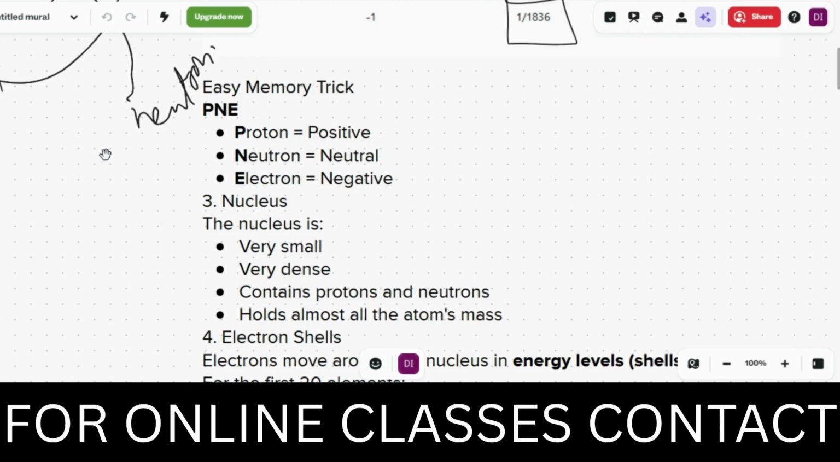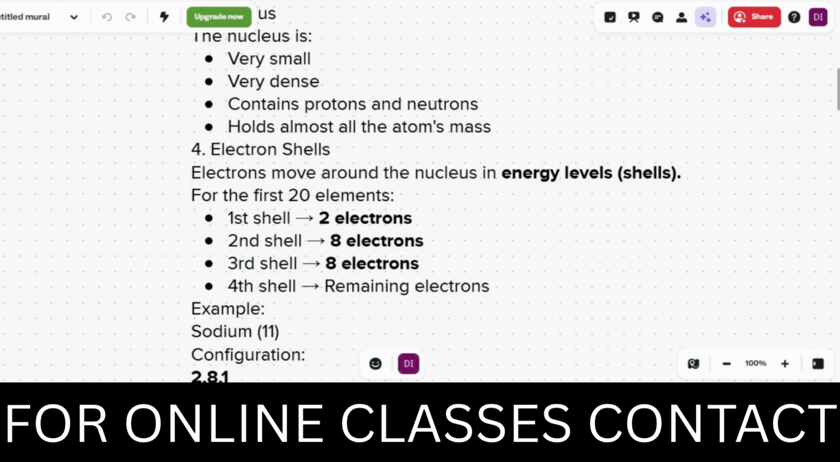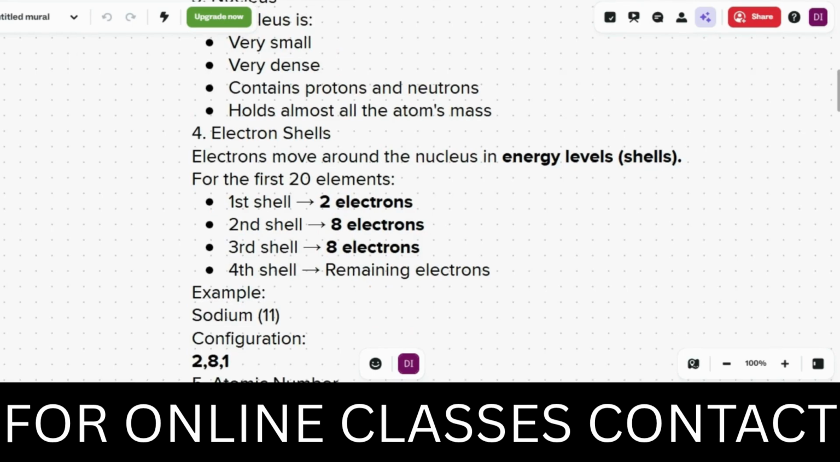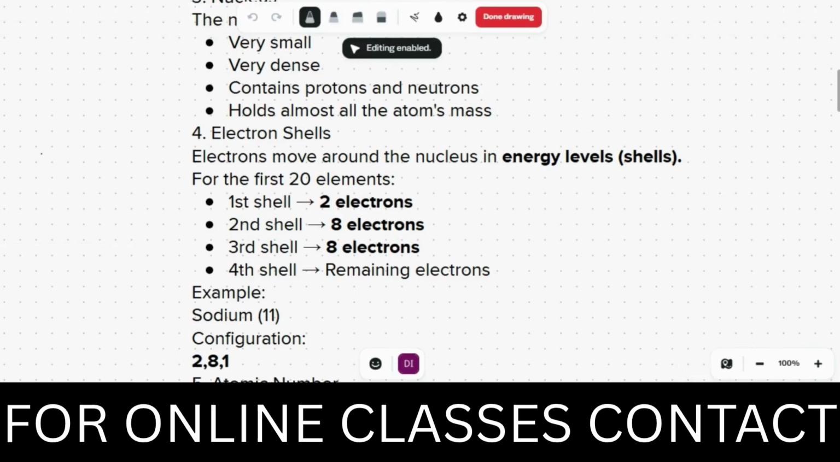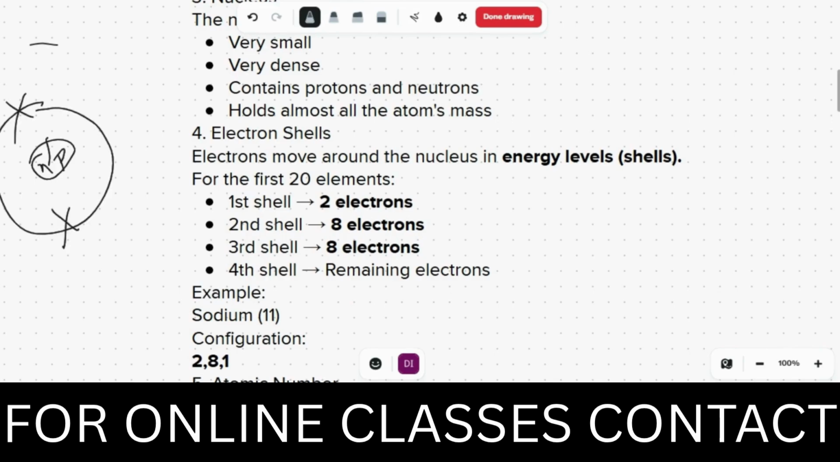Nucleus is very small, very dense, and contains protons and neutrons. It holds almost all of the mass of the atom. Electron shells are where the electrons move around the nucleus in energy levels. That is called shells. For example, that is the atom. Here we have neutron and proton. Electrons would be outside of it. Okay, those areas are called shells.